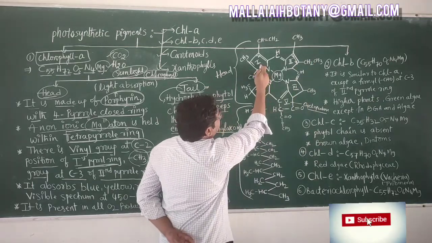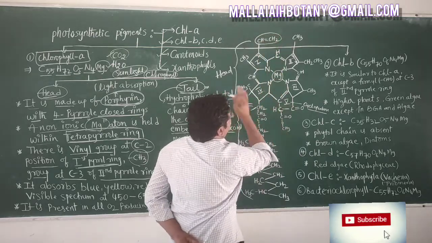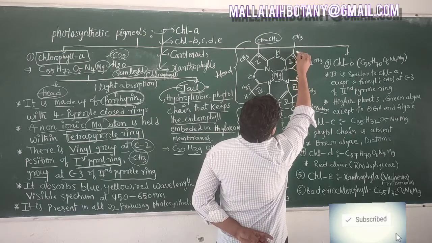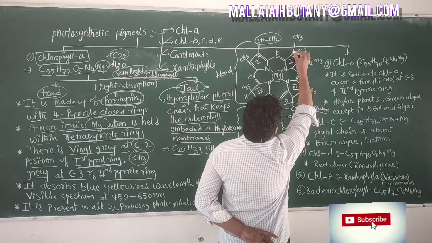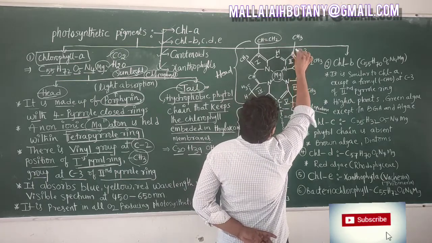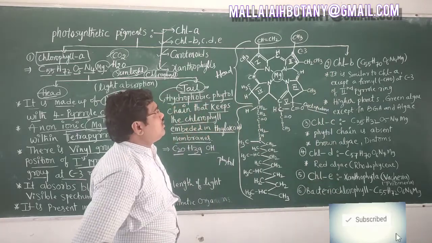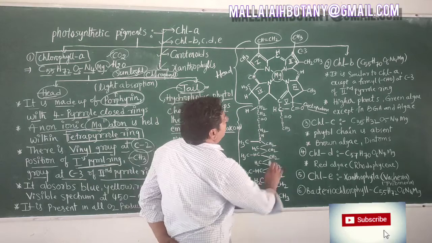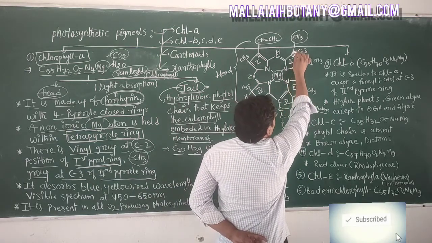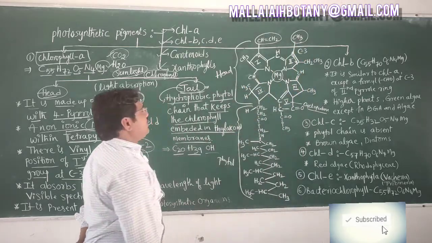So in the first pyrrole ring at carbon 2, a vinyl group is there in chlorophyll A. And at the third carbon of the second pyrrole ring, a methyl group is there in chlorophyll A. So in chlorophyll A, the second pyrrole ring, third carbon, contains a methyl group. That is chlorophyll A.